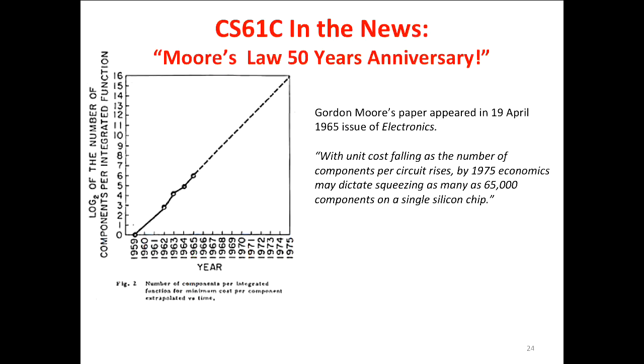Just finally in the news, a few days ago it turned out it was the 50th anniversary of Moore's Law. It's 50 years since Gordon Moore wrote this paper that appeared in an electronics magazine. This is from the abstract of the paper: the unit cost falls as the number of components per circuit rises. By 1975, economics may dictate squeezing as many as 65,000 components on single silicon chips. These days we're up into the 100 billion components, but he was looking ahead to the end of the decade, 65,000 components on a single chip.